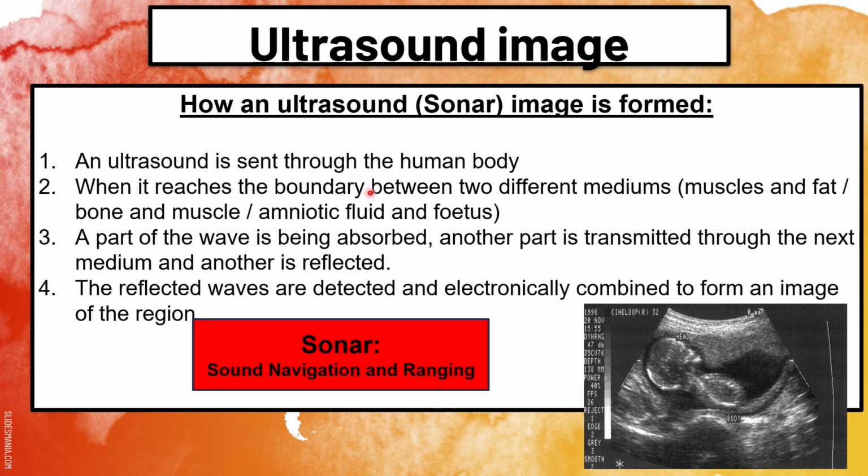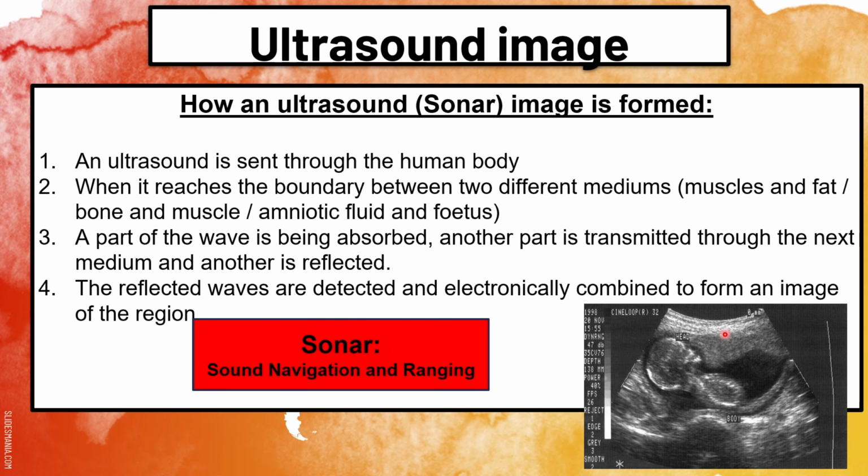Then what happens next? As it moves through the body, it's going to reach boundaries between two different mediums. Let's say the boundary between muscle and fat, or between the bone and the muscle, or it reaches the boundary between amniotic fluid and fetus. So what happens the moment it reaches a boundary? Part of the wave is either being absorbed, or a part is being transmitted, and then another part is being reflected. But what exactly are we seeing on the image? We see the reflected waves, and they are detected and electronically combined to form an image of the region.